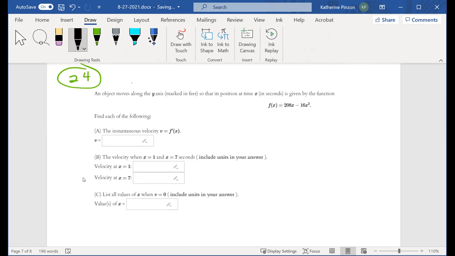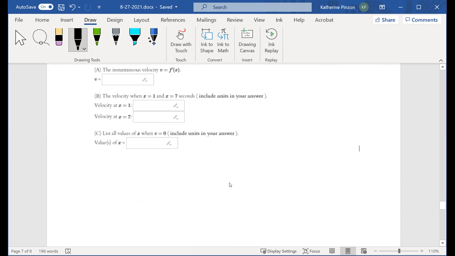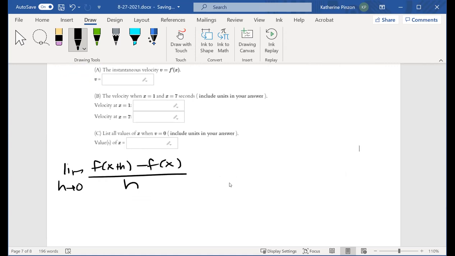An object moves along the y-axis marked in feet so that its position at time x in seconds is given by the function f of x equals 208x minus 16x squared. Find each of the following. The instantaneous velocity v equals f prime of x. How do you find the derivative? The limit as h approaches 0 of f of x plus h minus f of x all over h.